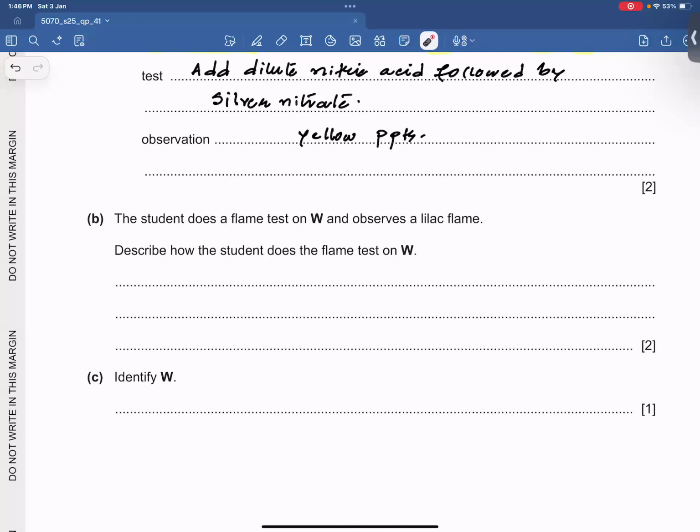The student does a flame test on W and observes a lilac flame. This lilac flame belongs to the potassium ion.